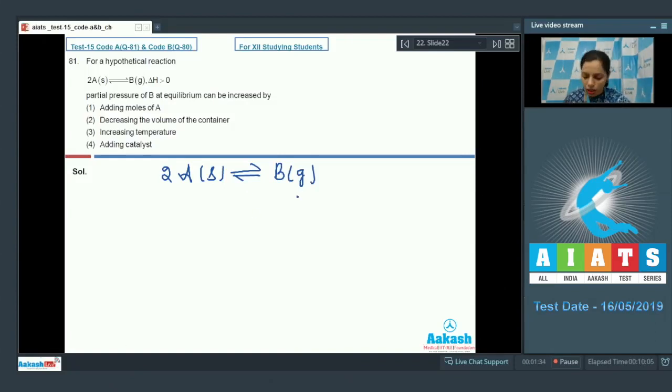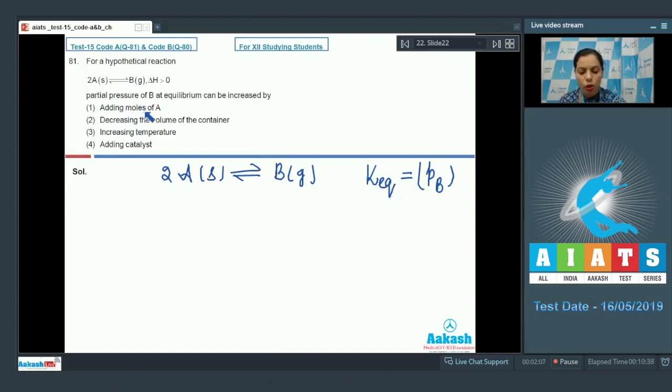If I talk about the equilibrium constant for this reaction, that would be dependent on B only. Why? Because B is in the gaseous state, this is a heterogeneous equilibrium, and K equilibrium is equal to the partial pressure of B only. It means if you just want to increase the partial pressure of B, you need to increase the equilibrium constant, K equilibrium. Then we have to just look at the given options.